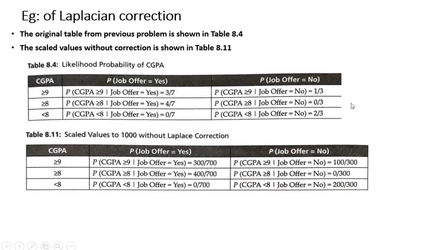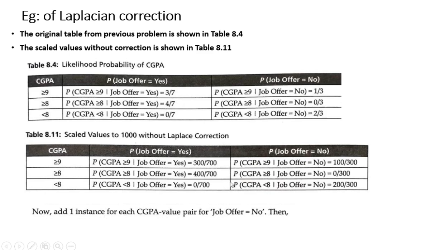First thing, this is my given table. How I got this first table, table 8.4, you have to refer to the previous slide where we did a problem of NAIVE Bayes theorem. So for that table, we are scaling it to 1000. Just multiply everything, let's say 200 to 1000. So this will become 300 by 700, this is 400 by 700, this becomes 0 by 700, this is 100 by 300, 0 by 300, 200 by 300. So I am scaling the table 8.4 to 1000 in table 8.11.